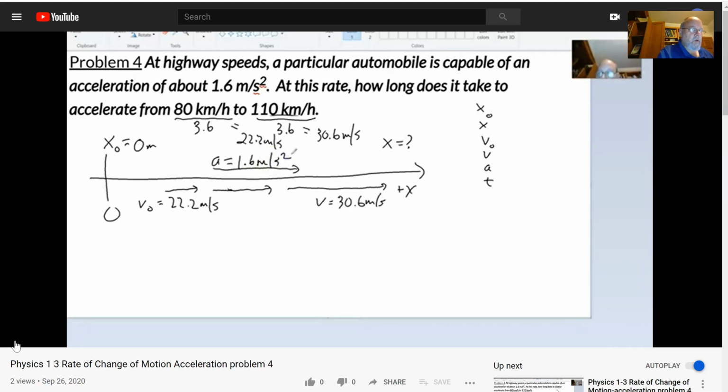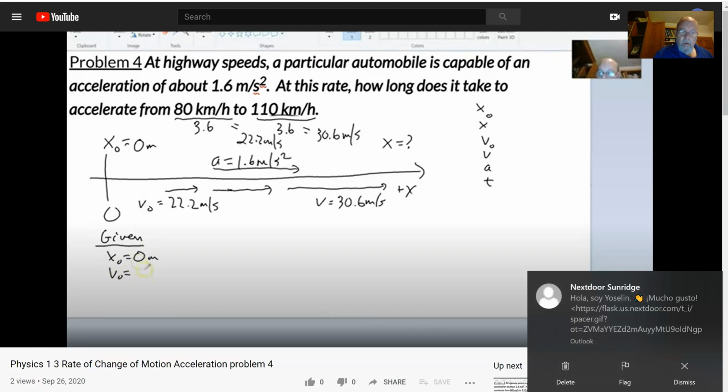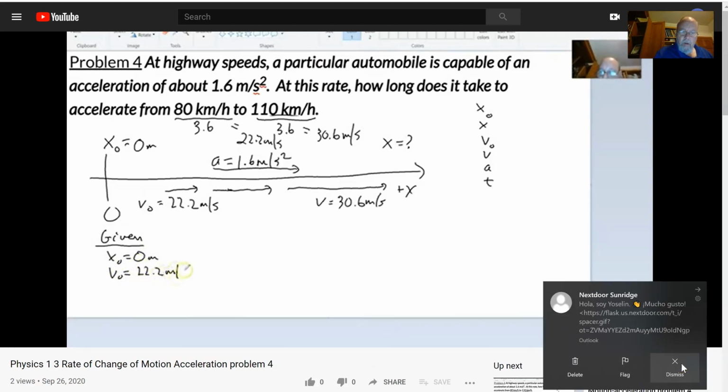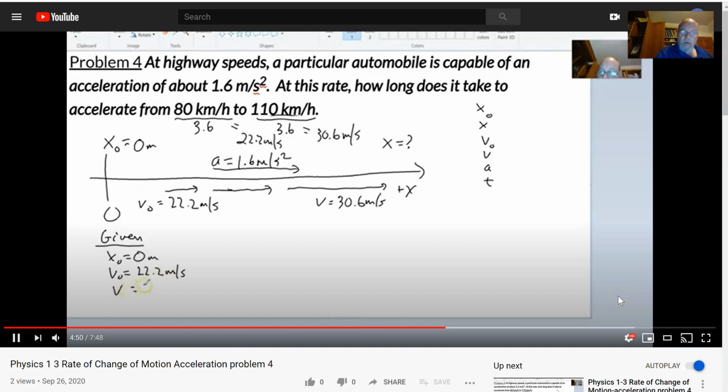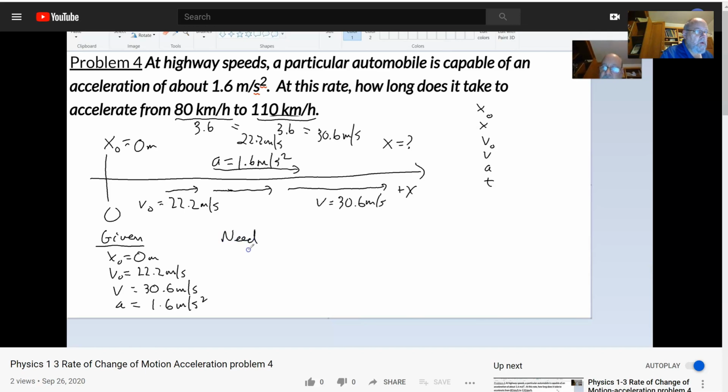So just write this information down now. This is my given information. x0 equals 0 meters. I don't need to write down unknown information. My initial velocity is 22.2 meters per second. My final velocity is 30.6 meters per second, and my acceleration is 1.6 meters per second squared. Okay, and then I've been told that I need time. How long does it take for this acceleration to occur?